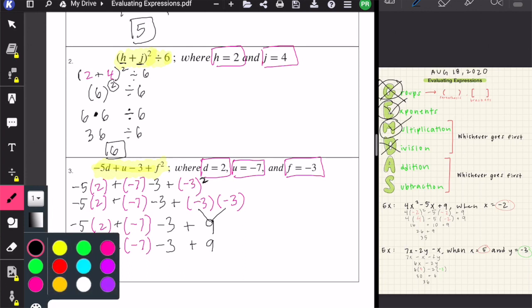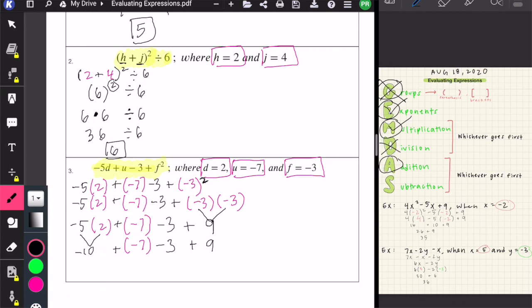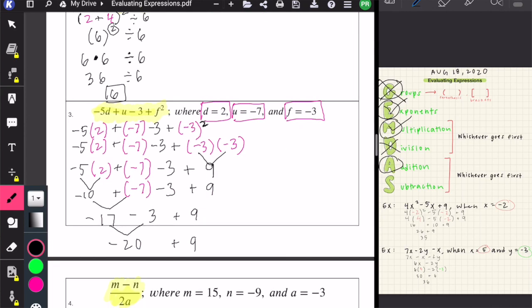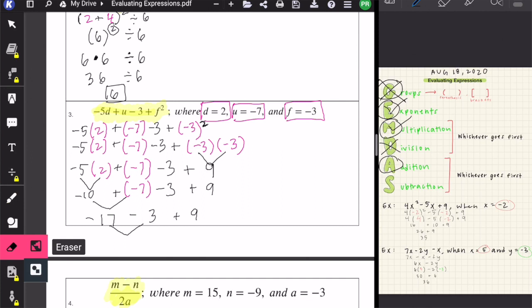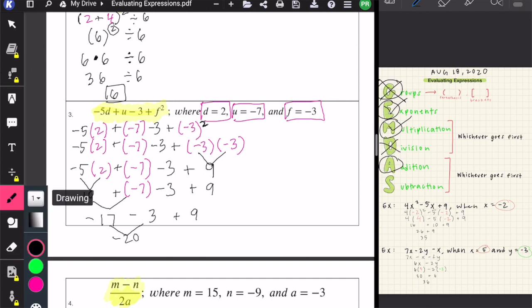And then right here, addition. We do have some plus signs. Okay, so let's start reading from left to right. -10 plus -7, right, is the same as -17 minus 3 plus 9. Here we go, left to right. -17 minus 3 is -20 plus 9, okay? And then finally, let's just make that a little bit smaller. So we have -20 plus 9, boom. -20 plus 9 is the same as -11.